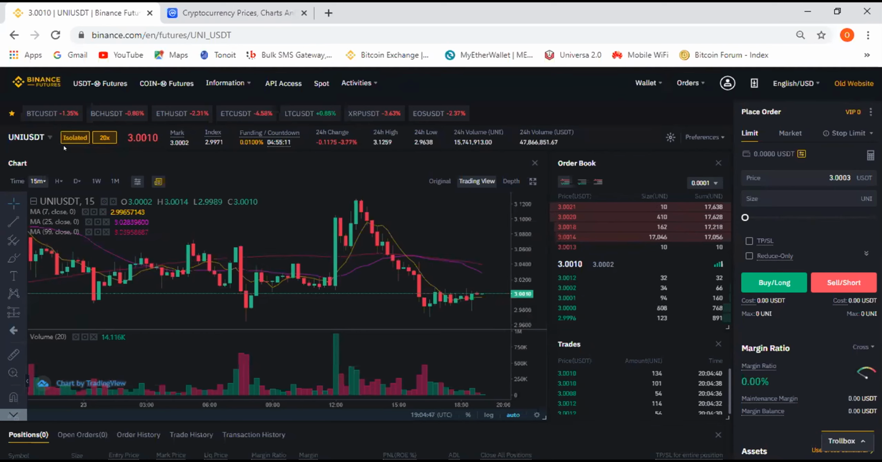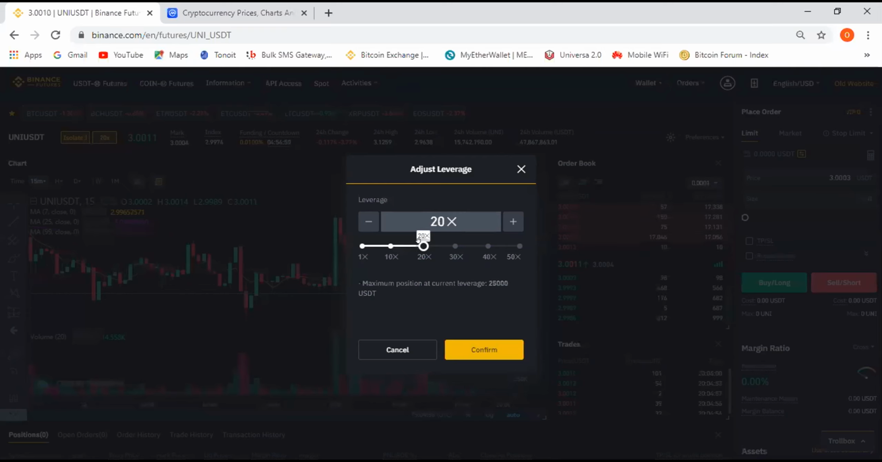And again, the next thing you need to look at, which is always a default, is the X. You always see 20x. I advise, please, don't trade on 20x. It is dangerous. You can lose all your money, the $100 you put in for the trade. Once you click on the X, make sure you put it at 2x. 2x is advisable. Then you click on confirm.